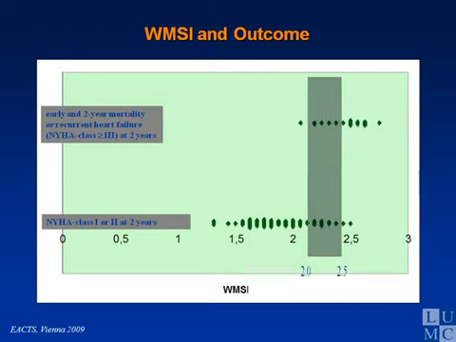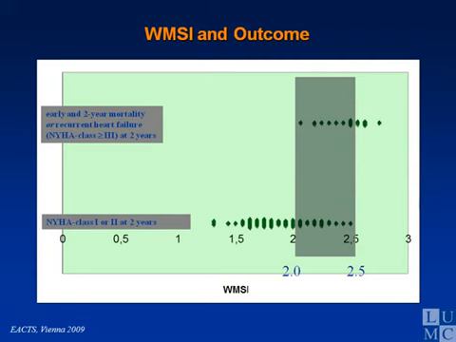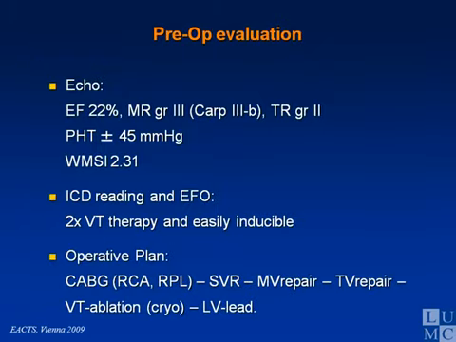But we believe that if you look at this gray boundary between a wall motion score index of 2.0 and 2.5, you see that patients below 2.0 are all doing well. Patients above 2.5 are all doing bad. That's probably not a good idea to operate on these patients. And between 2.0 and 2.5, there's this gray zone where you probably have to look for some viability or reserve capacity in the left ventricle. This patient was right in that gray border, and we thought that with revascularization of the posterior wall, he would recover and have a good outcome.